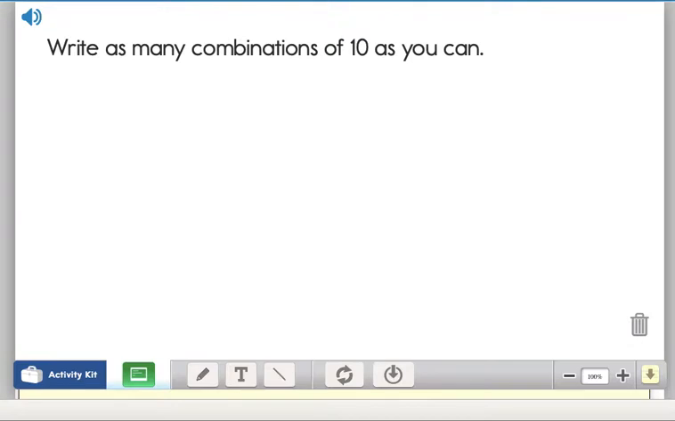So in front of you on the screen, you see our math message for today. It's getting us thinking about today's lesson. And today's math message says, write as many combinations of 10 as you can. We actually went over those a couple days ago with one of our other math lessons.